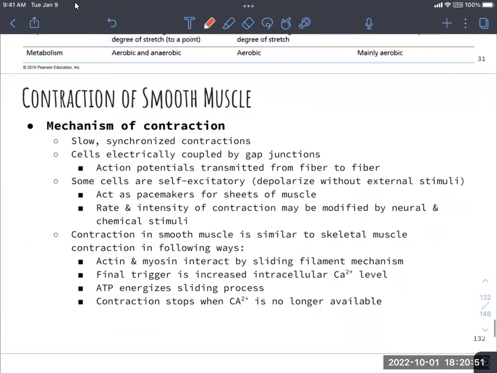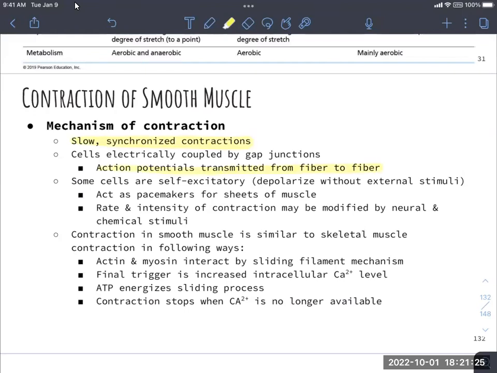So our smooth muscle tends to create a more slow, synchronized contraction. If one cell gets stimulated through an action potential, that gap junction is going to send the information from one cell to the next cell. And that allows those action potentials to get transferred from fiber to fiber.